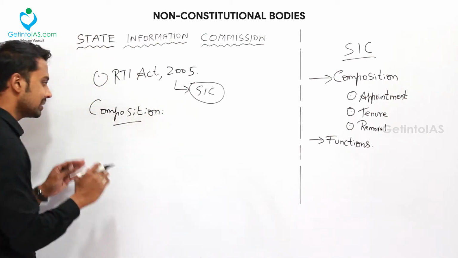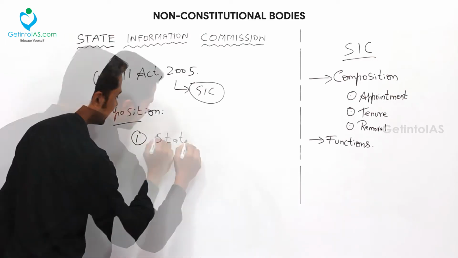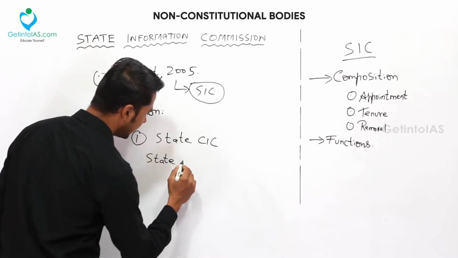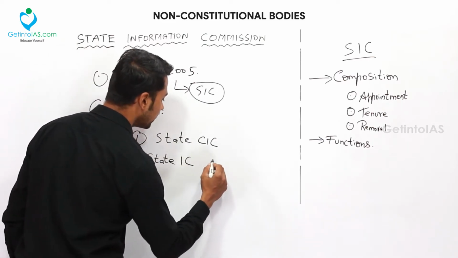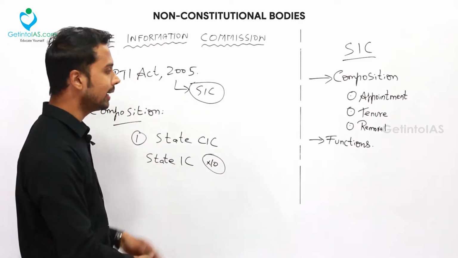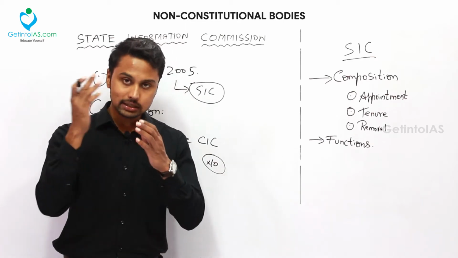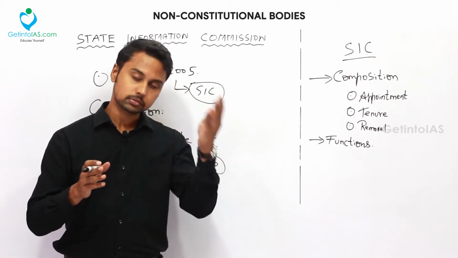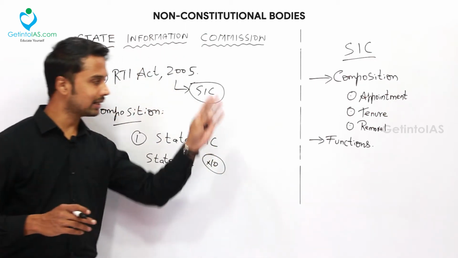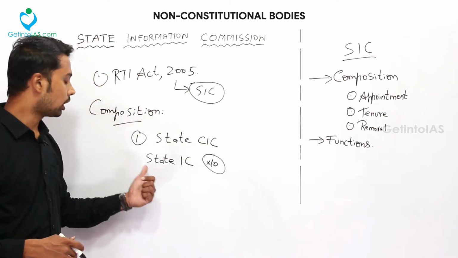Now we will deal with the composition of the SIC. With respect to composition, same as the CIC, your SIC also has one State Chief Information Commissioner and other State Information Commissioners, not more than 10. One chief and other information commissioners. So that is about the composition.